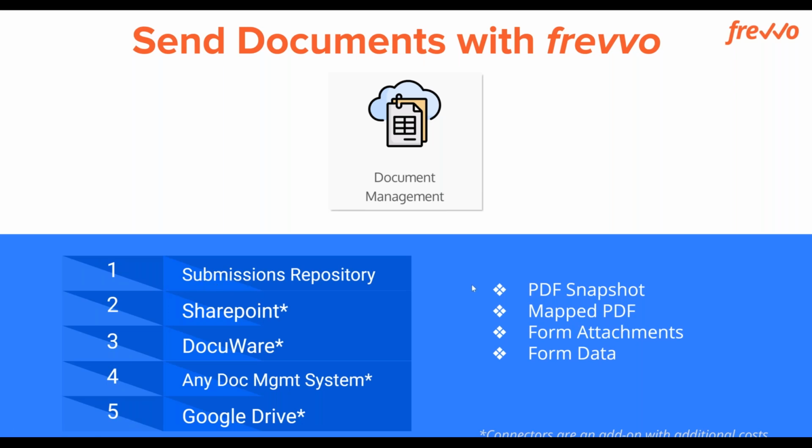We'll start with our built-in submissions repository that comes free with Frevo. It's just part of the product. Anyone can use it. And then we'll talk about some of the different connectors that you can use that are add-ons to Frevo to send to SharePoint, Docuware, Google Drive, or any document management system, such as M-Files, DocuShare, on-premise Docuware, and a few others that we'll talk about. Dropbox as well. Dropbox will be our demo for today.